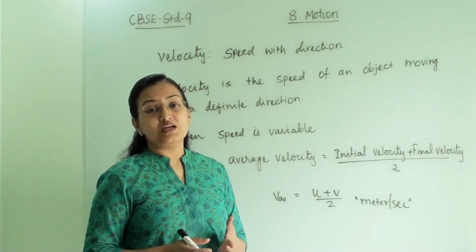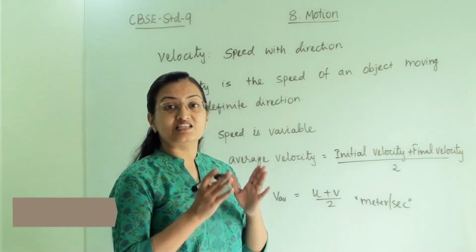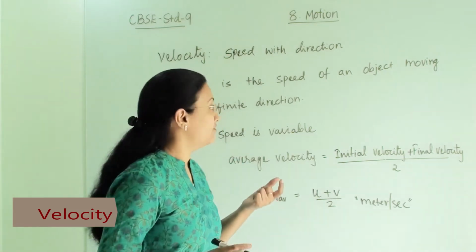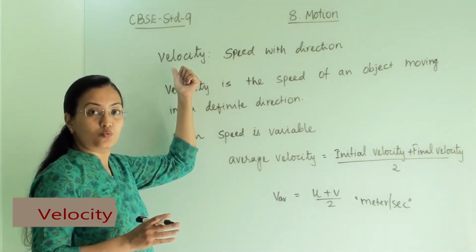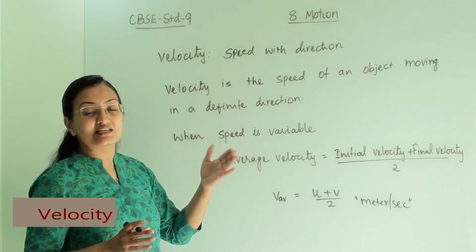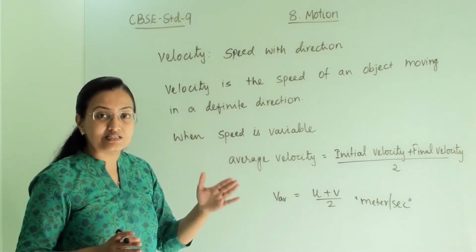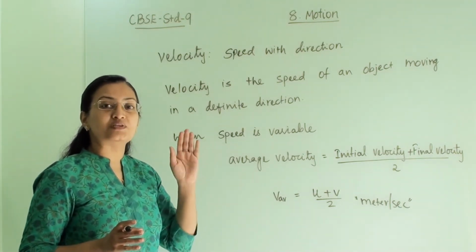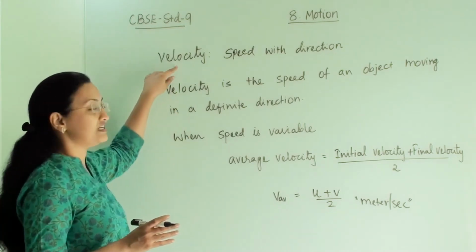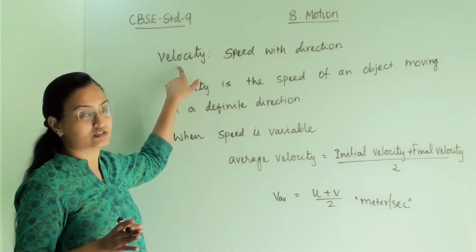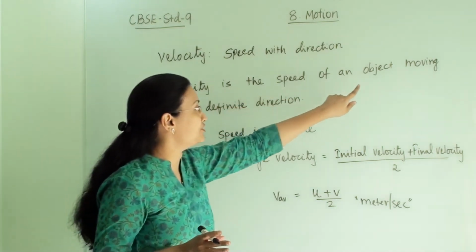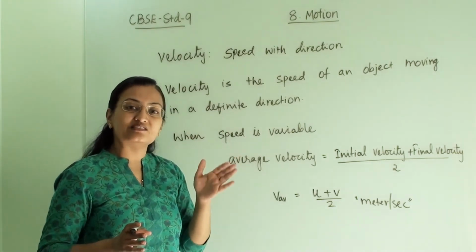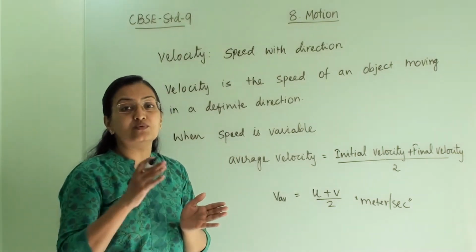Now when a speed is there with direction, that in a specific direction a certain speed is there for any object, then we call it a velocity. So what is speed? Speed is distance in a particular time. When this distance in a particular time interval is covered in a specific direction, then that quantity is defined as velocity. So velocity is the speed of an object moving in a definite direction. So simply, what is velocity? Velocity is speed with a direction.